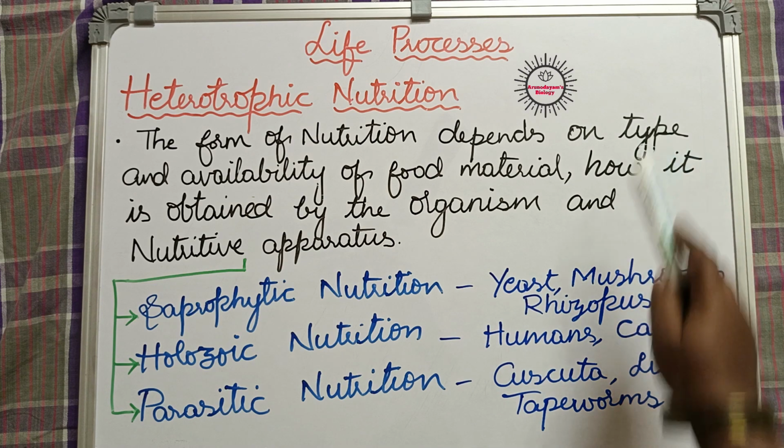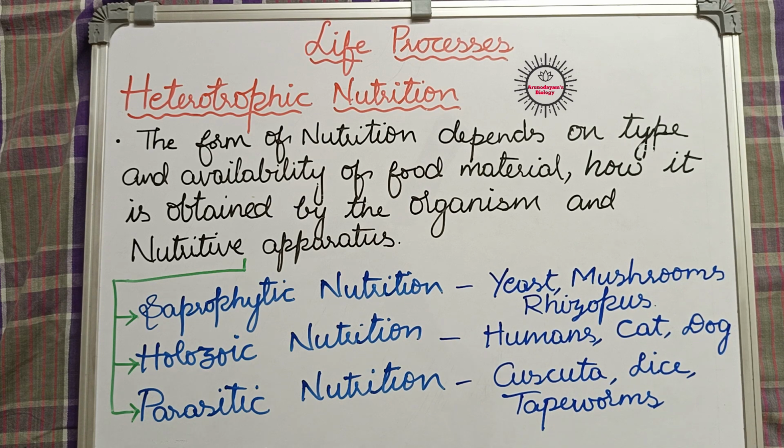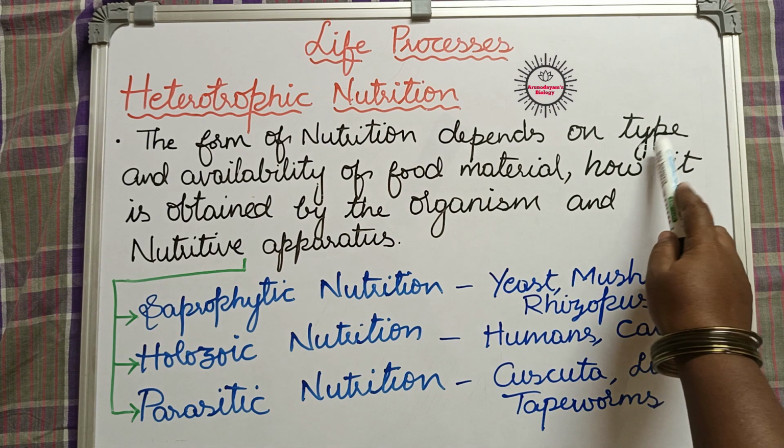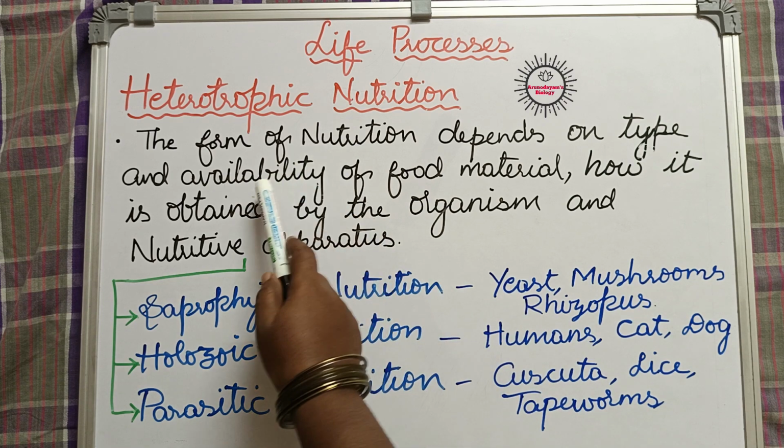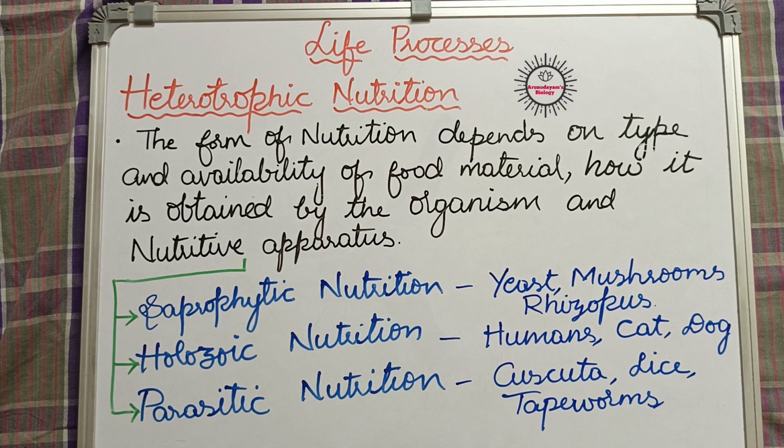First is the type of food material. Some organisms will feed only on plants and their products. Those organisms are called herbivorous animals, isn't it? We know. And some organisms depend on flesh. Those animals or organisms are called carnivorous animals. So the form of nutrition depends on the type of food material they eat, whether green plants or flesh. Okay, next factor is the availability of the food material. What food is available in their surroundings also decides the form of nutrition.